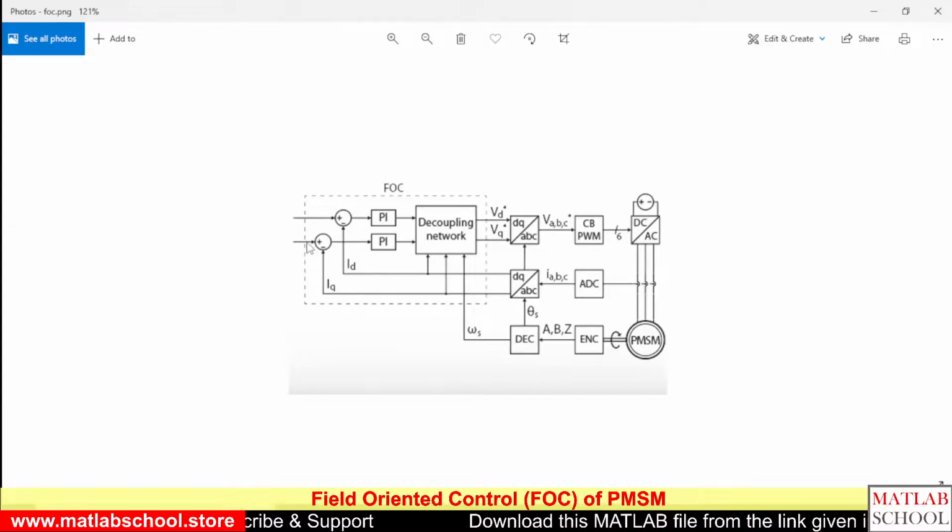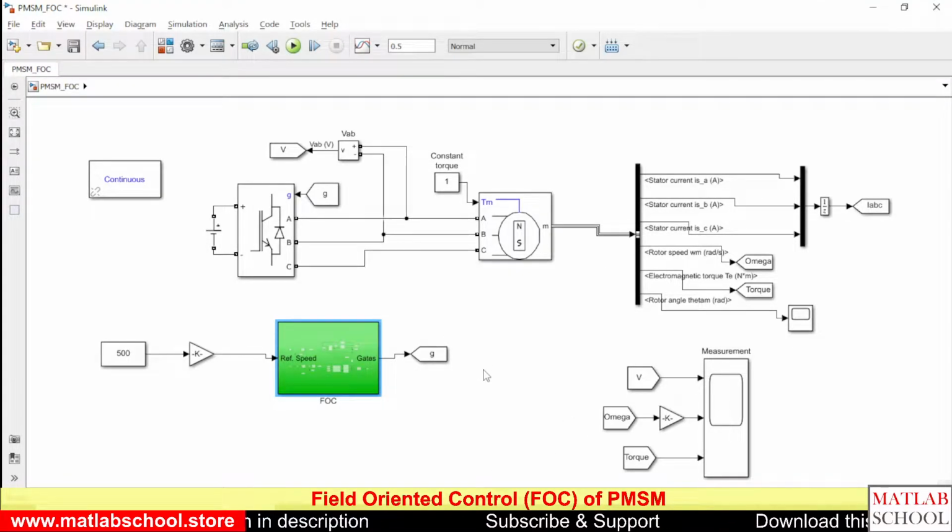Here we are comparing the reference Q axis current and the actual current. The error is manipulated again with the help of the PI controller, and we are getting VD and VQ. This VD and VQ will be again converted to ABC, that is VA, VB and VC. Again, this VA, VB and VC are converted to corresponding pulses with the help of sine PWM modulation. So this is the simulation part that I am going to do.